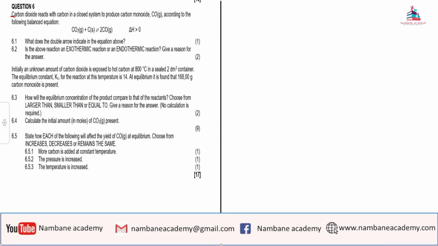It basically says carbon dioxide, let me choose the correct pen. Carbon dioxide reacts with carbon in a closed system to produce carbon monoxide according to the following reaction. What does the double arrow indicate in the equation? So at 6.1, we said if you see a double arrow, it basically means the reaction is a reversible reaction. That is 1 mark. Very, very easy for one to understand.